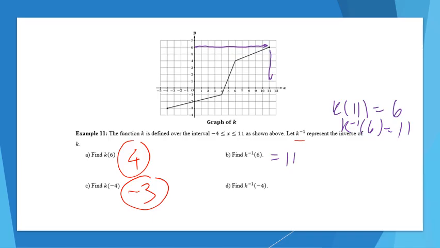Let's take a look at D now. Here, find the inverse of negative 4. So we're looking at negative 4 here, and there's no points that intersect it. So this would be does not exist. It's a little tricky. All right, so that would be our 4 answers for example number 11 there.